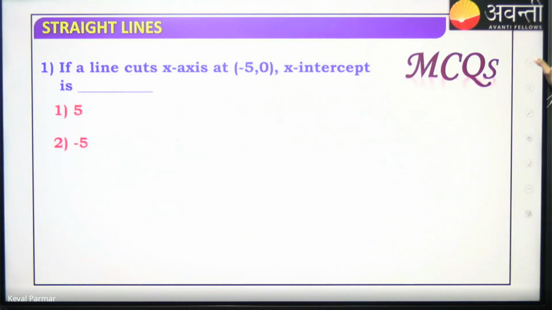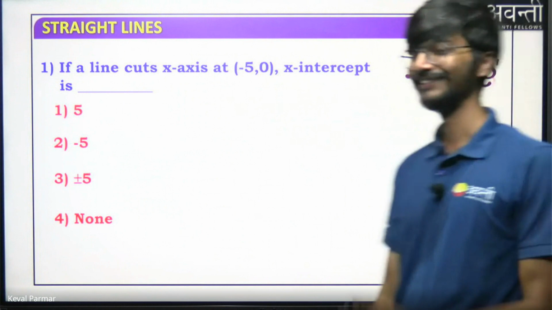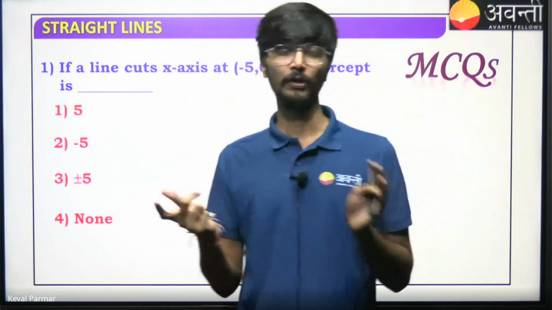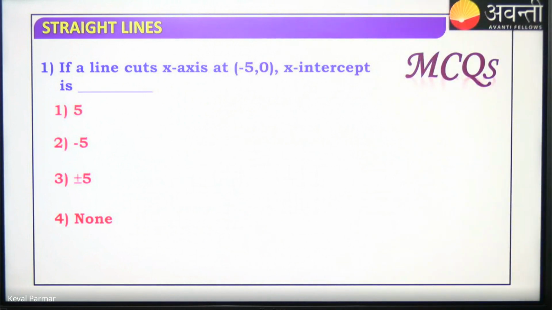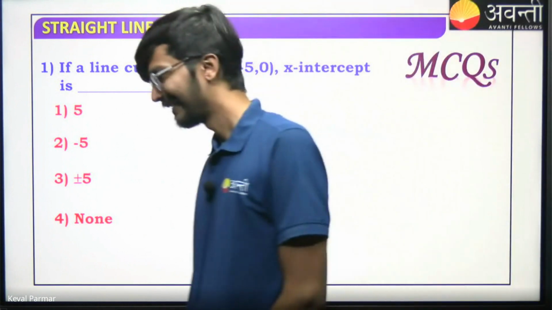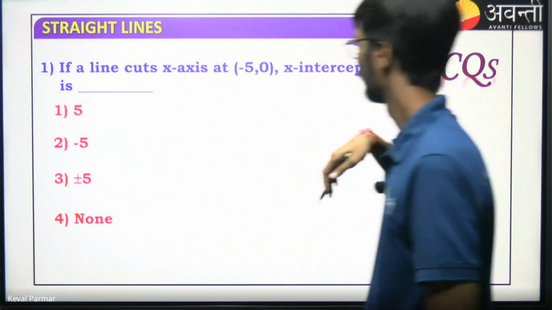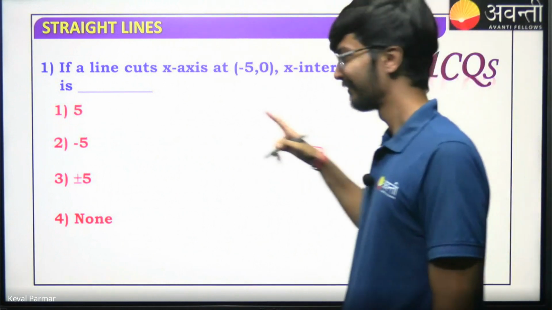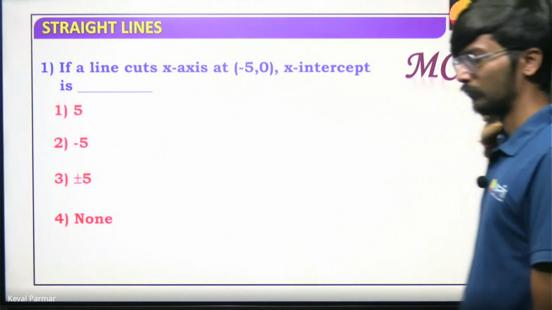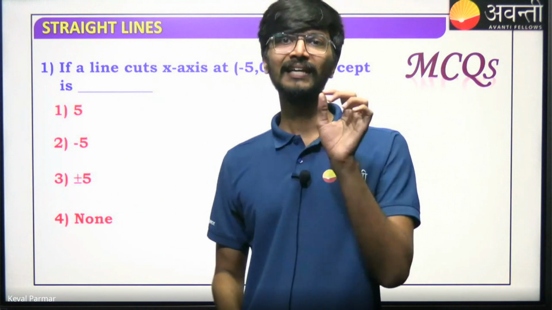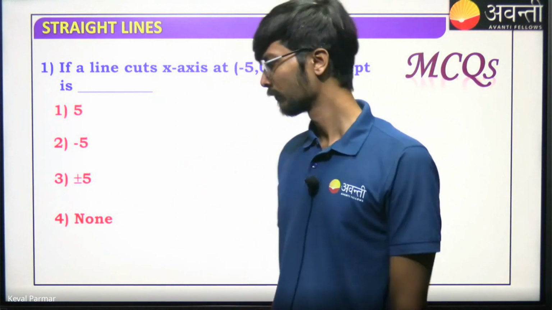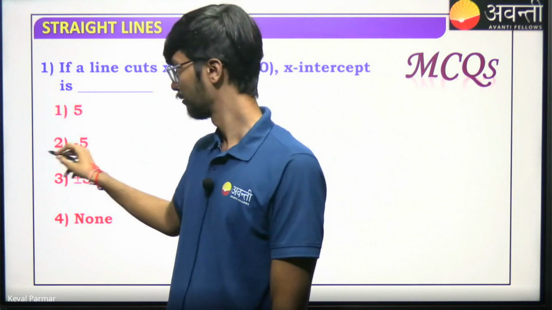These MCQs are basically to test your attention, on what we have done till now. Come on, guys. What is the option? If a line cuts the x-axis at minus 5, 0, what is the x-intercept? A. Superb. Huh? A. Please see carefully. It is minus 5, beta. The x-intercept is the x coordinate of the point. So what is the x coordinate? Minus 5, right? Not 5.